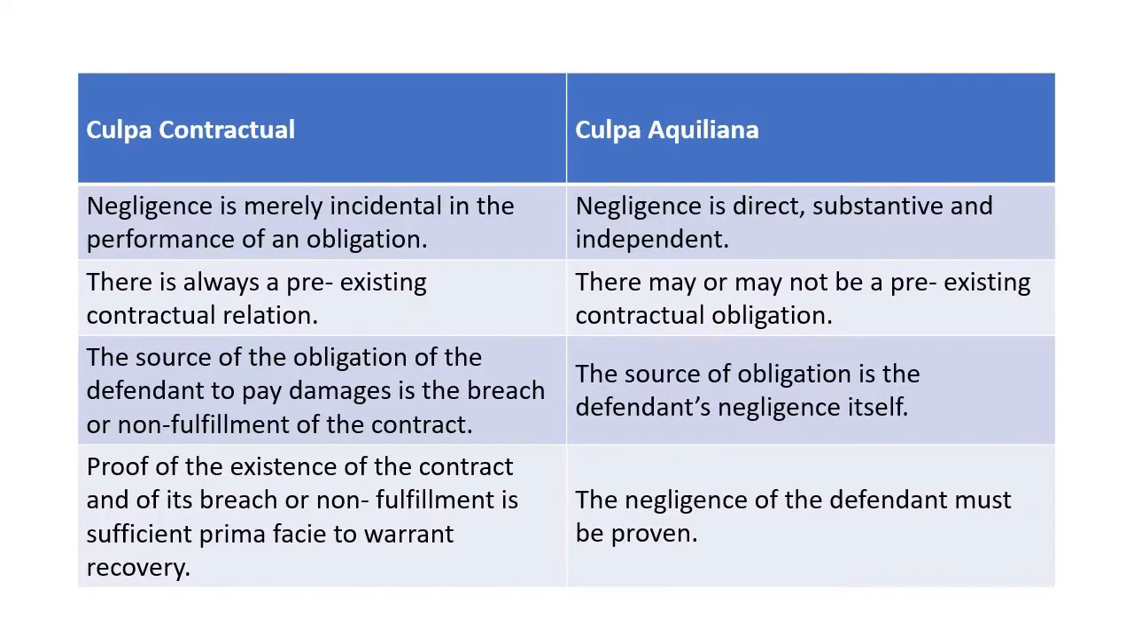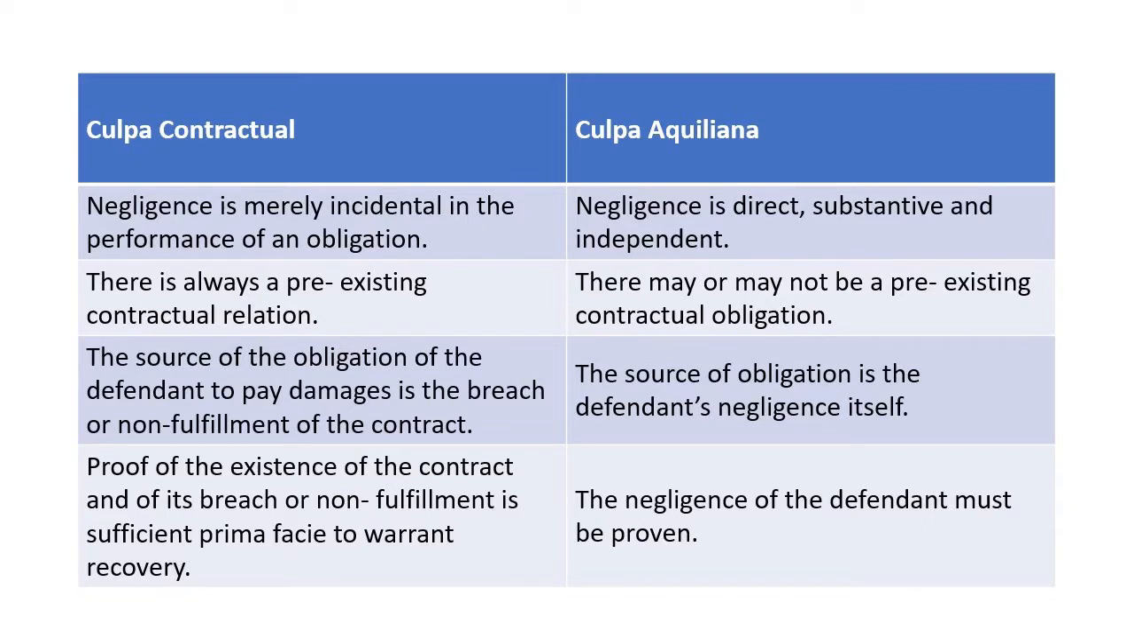First, let us distinguish between culpa contractual and culpa aquiliana. The first distinction: in culpa contractual, negligence is merely incidental in the performance of an obligation, while negligence is direct, substantive, and independent in culpa aquiliana.